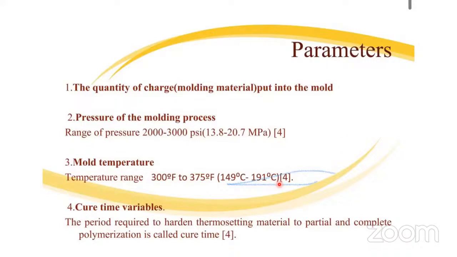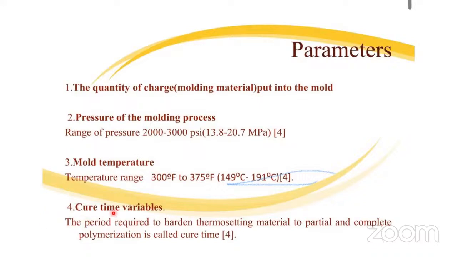Now, friend, see, the thermoset material we are processing below 200 degrees Celsius. That means 149 to 191. This indicates that you are processing at a lower temperature. The chemical reaction takes place, polymerization takes place before 200 degrees Celsius. Cure time.